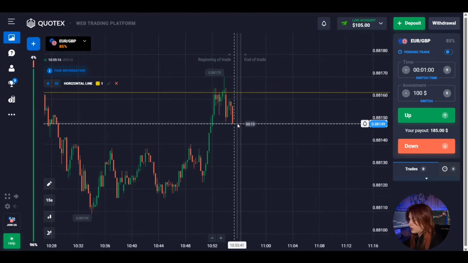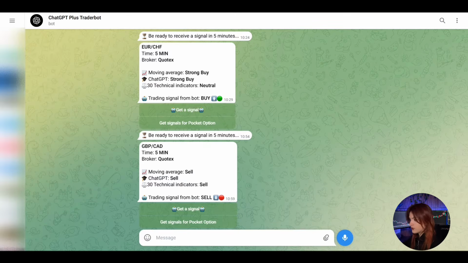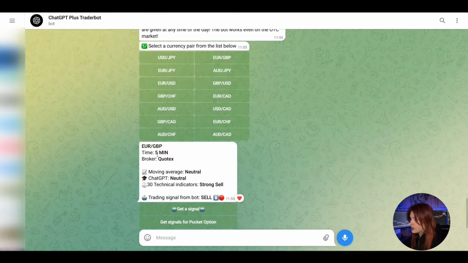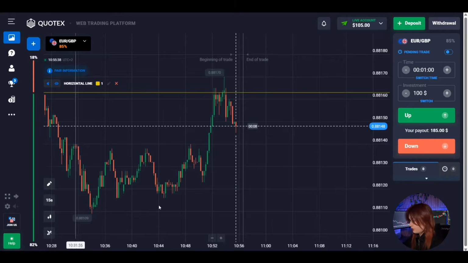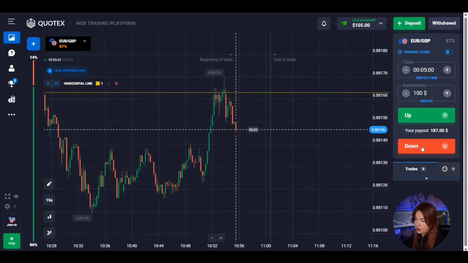Well, now let's try to make a request from the bot for this currency pair. Now I'm going to the Telegram channel to the bot. Then I press receive signal. After that, the bot sends you a list of currency pairs to choose from, and we find the currency pair we need from the list and click on it. And as you can see guys, here the chatbot offers us to open a deal for 5 minutes to go down. Well, I fulfill the specified conditions, set the time to 5 minutes and press the red button.